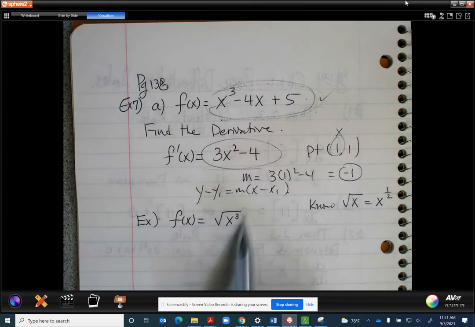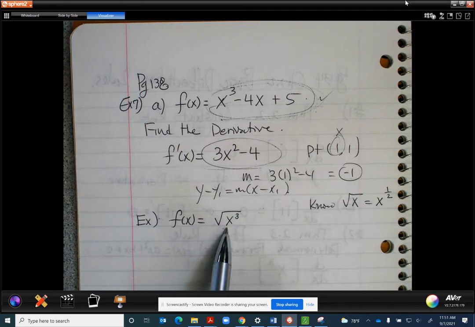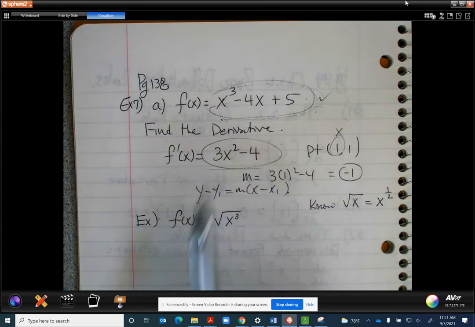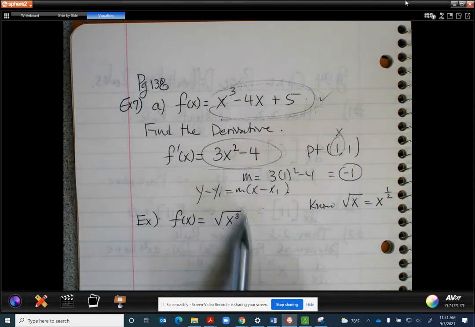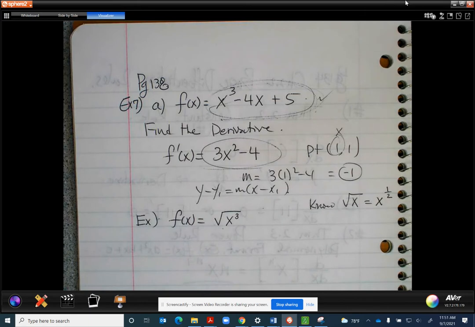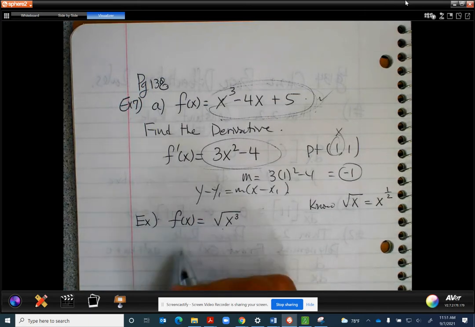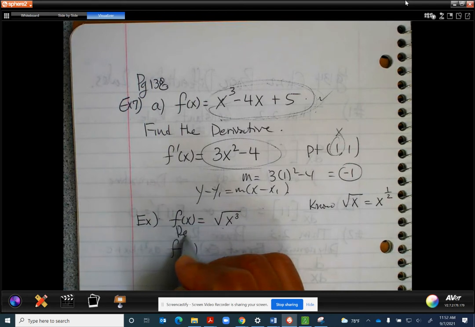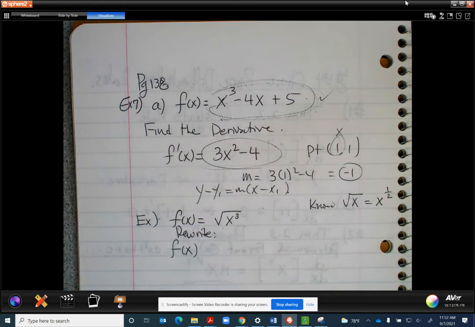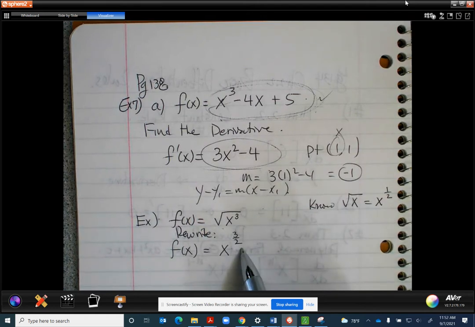So I need to change this format. This is not a good format. I want to make it into one of those formats right there. So do you have an idea how to change this format to one of these things? It is f of x. I want to rewrite this as f of x is equal to x to the power of 3 over 2. That is correct. Why is it important to learn how to write it in this format? Now I can use the power rule, because this one has a power now. Do you see it? I can use a power rule.